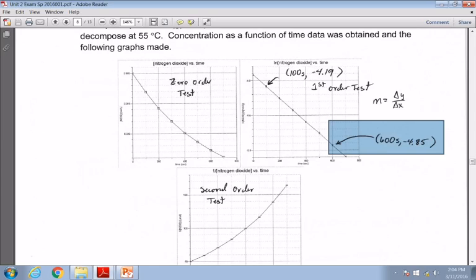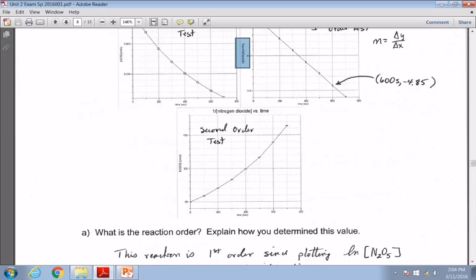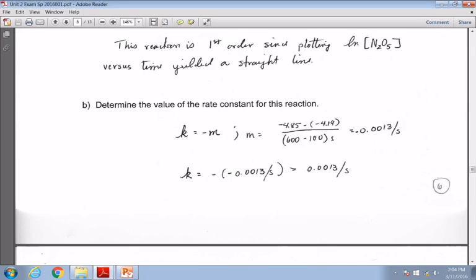Now, in this case, we don't undo the natural log, which is what we plotted over here. We simply take the difference in those y values divided by the difference in time to get to the slope. And so the slope is equal to -K, so there's K.